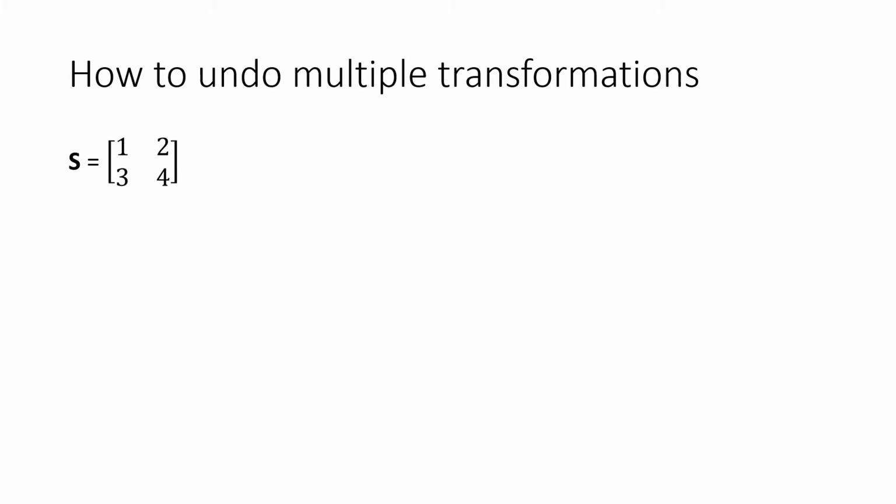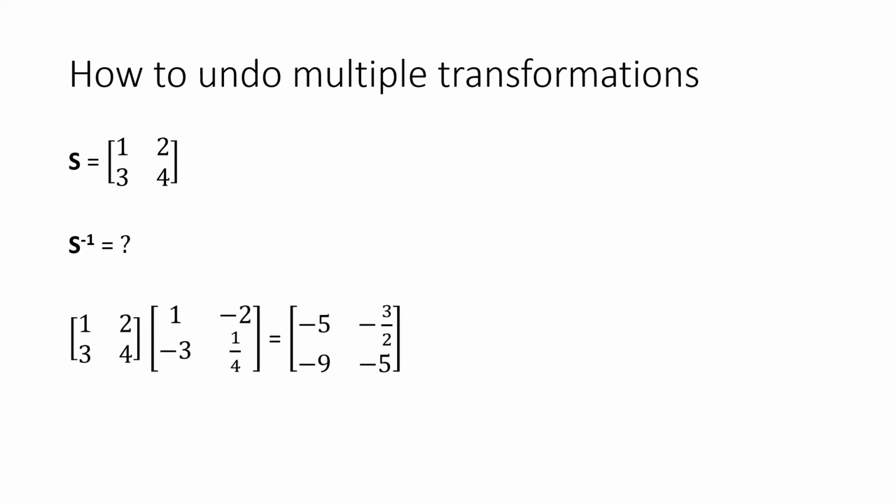So now what happens if we have multiple transformations? If we have this matrix S and the entries are 1, 2, 3, 4, there's multiple things going on in here. There's some scaling, there's some shearing. We scaled the Y value, and we've sheared in both directions in the other case. So what would the inverse look like?